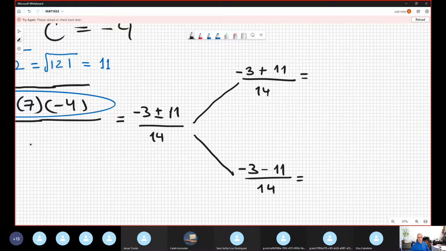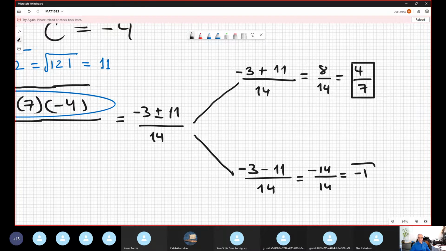11 subtracting 3 is 8. 8 positive over 14. Reduce to lowest terms because both numbers are even. Divided by 2, 4. Divided by 2, 7. Boom. First solution: negative 3 and negative 11 together is negative 14. And negative 14 divided by positive 14 is negative 1. Boom.